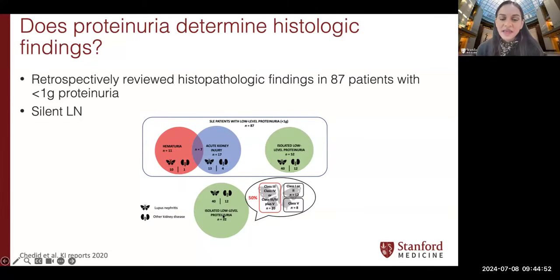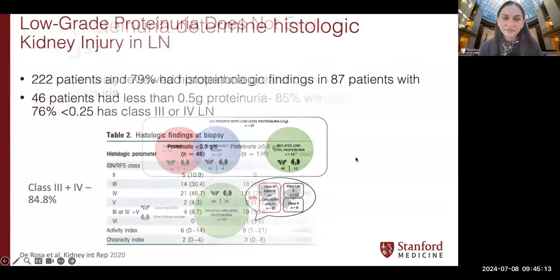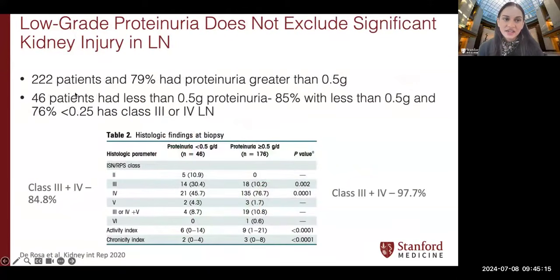And those that did have the isolated low-level proteinuria, lower than 650 milligrams, again, 50% of those had class 3 or class 4. So all we have is proteinuria. It'd be great if we had other markers, but this shows that in our lupus patients, it's important to biopsy them early. This study looked at 222 patients, DeRosa in 2020.